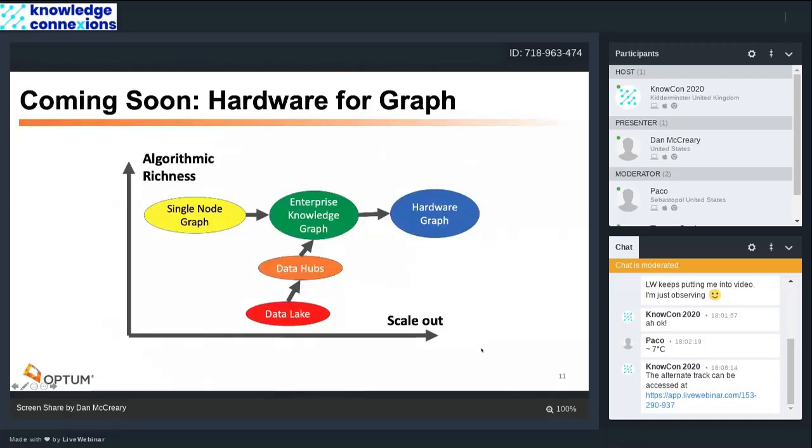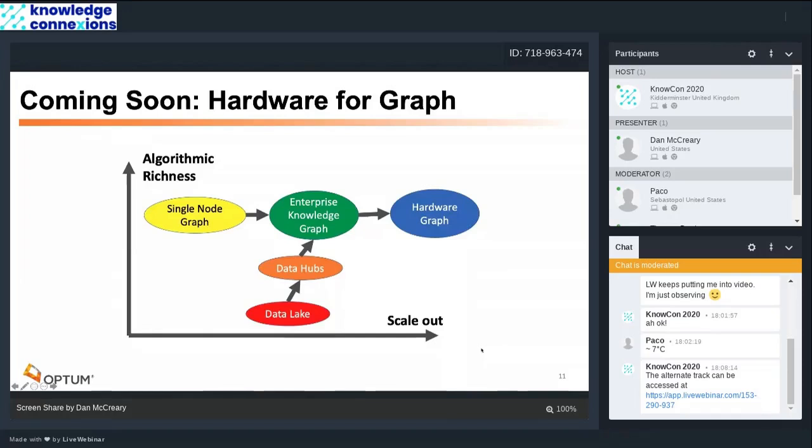The second thing to realize is that with this growing popularity, we're not going to be forced to use generic hardware. We're seeing a new generation of things called the hardware graph, where we're getting custom hardware to build these things. This is a natural progression, right? We started out with data lakes, the Hadoop ecosystems. We tried to integrate them together with things called hubs. We realized that connecting them and allowing them to be queried makes sense.